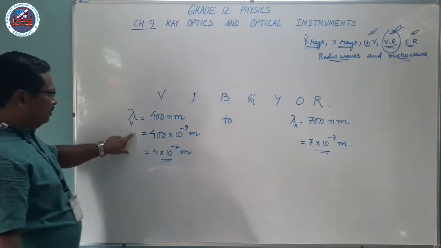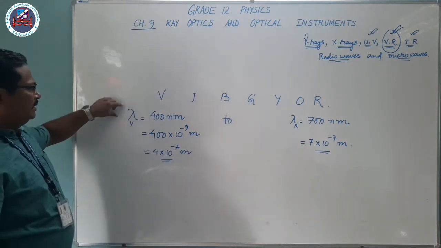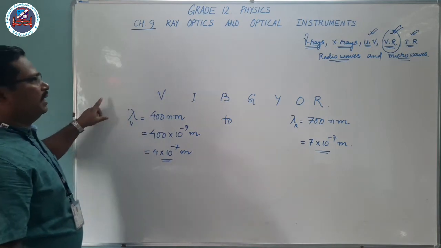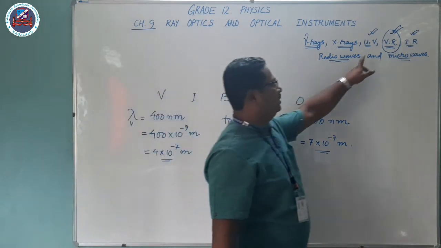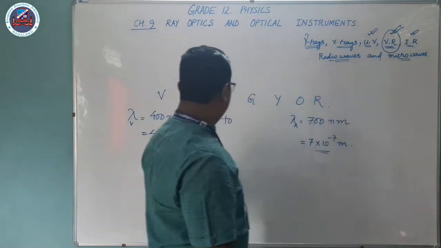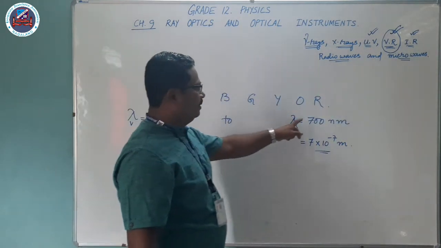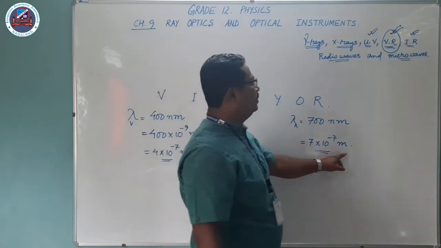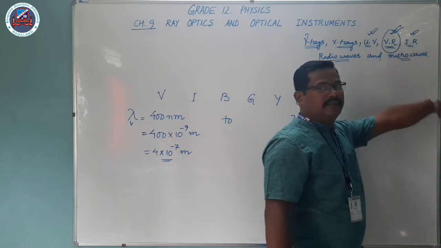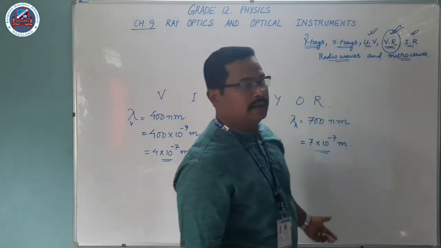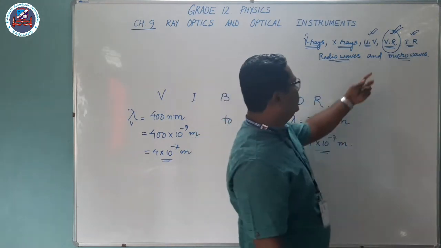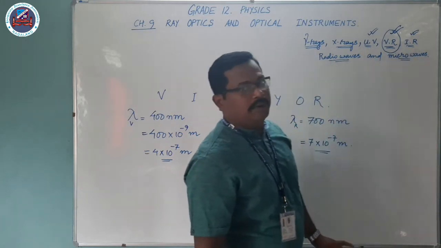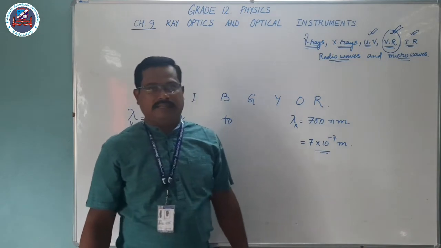Beyond this violet range, if the wavelength is lesser than this value, then that light we call ultraviolet light. And above this wavelength range, that is 7 into 10 to the power minus 7 meter, we call it infrared light. We human beings are not able to visualize these two. We cannot visualize these two, ultraviolet and infrared parts of the light.